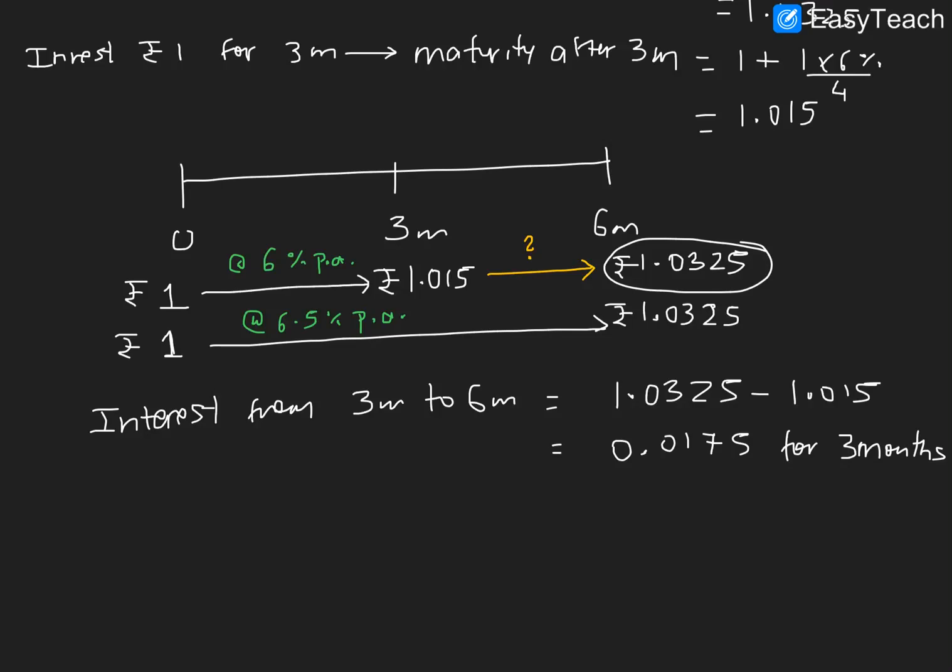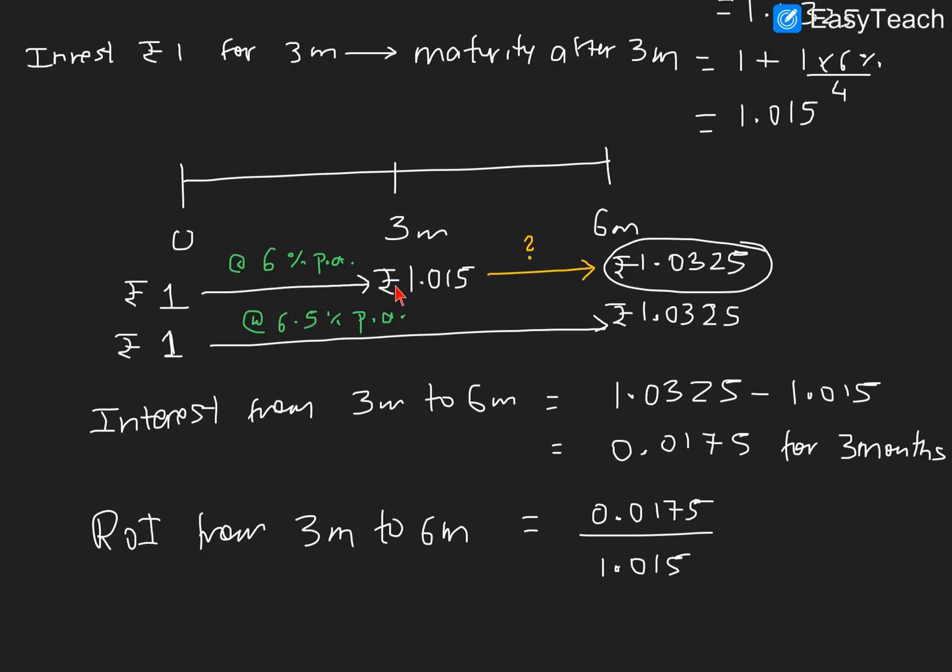So if I just want the rate of interest that we are earning, the rate of interest from 3rd month to 6th month is simply the interest that I'm earning, 0.0175, divided by, now this interest is earned for 3 months. Only after this, first 3 months get matured. So this is earned on a principal of 1.015, because 1 became 1.015 at the end of 3rd month, and then from 3rd month onwards it became 1.0325. So I want to know at what rate it has grown during this time frame. So I get this answer as 0.0175 divided by 1.015 as 0.01724.